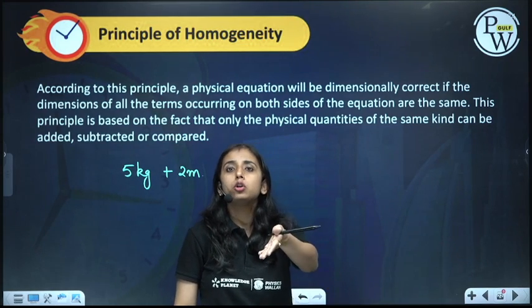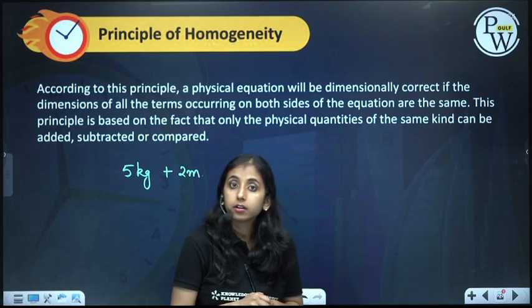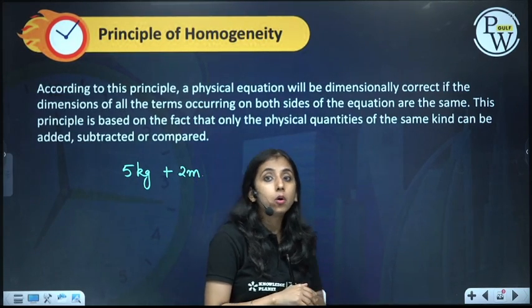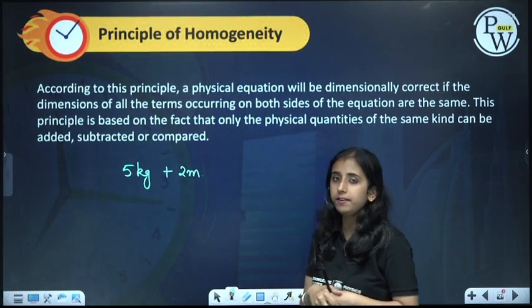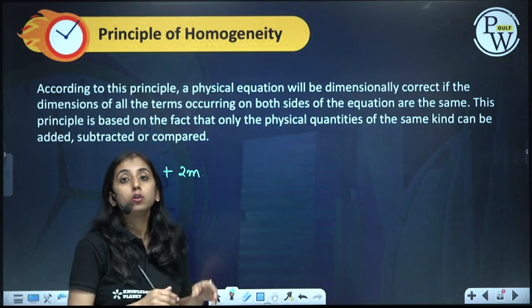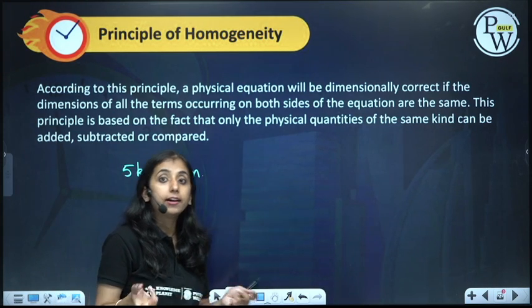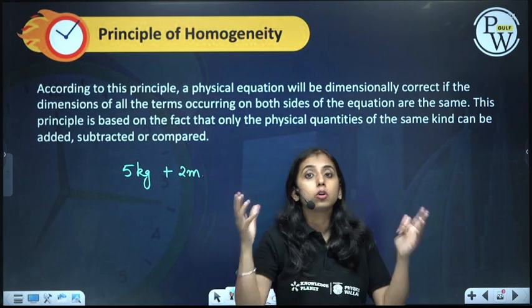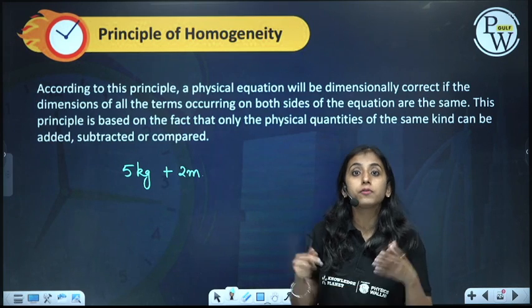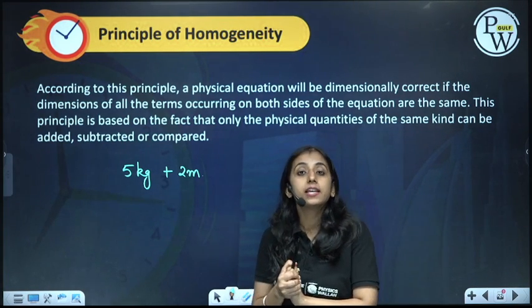Please add 2 meters of cloth to this. Can you add it? No. But if I give you 5 kg of rice and ask you to add 2 kg of sugar to it, you can add it. You will say that this combination of mixture is of 7 kgs.